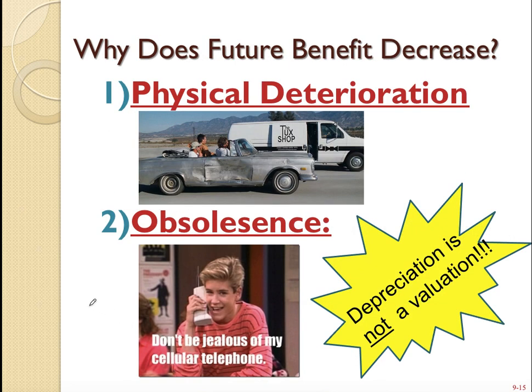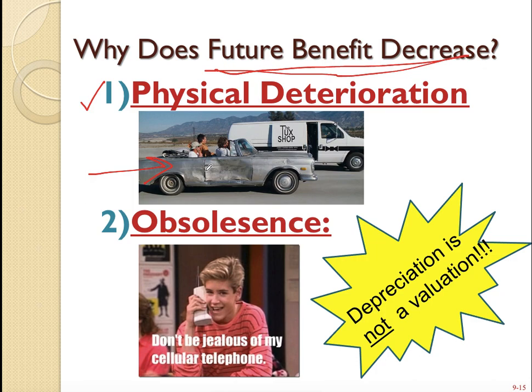Okay. Now, so we all understand, why does future benefit decrease? Well, future benefit decreases for a couple reasons. One is physical deterioration, right? Look at this car. It is beat up, it is punched in, it is really struggling, right? So your assets aren't going to last forever.